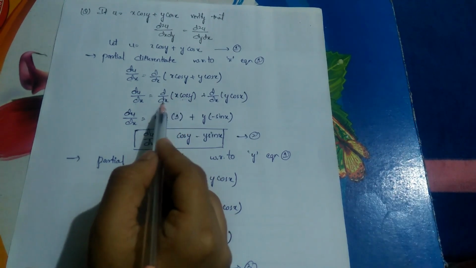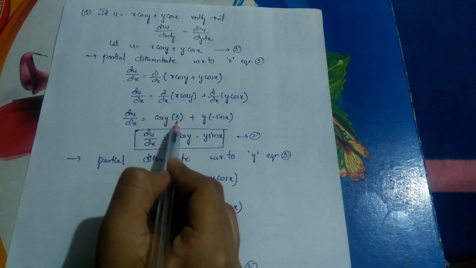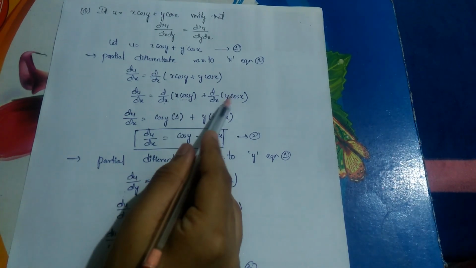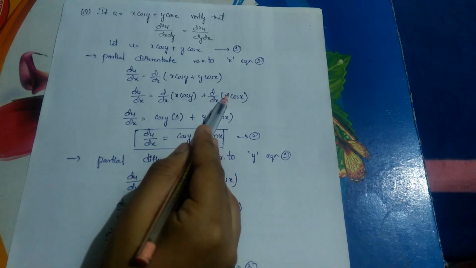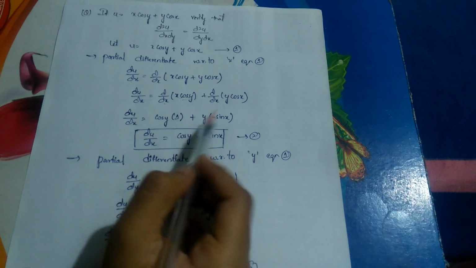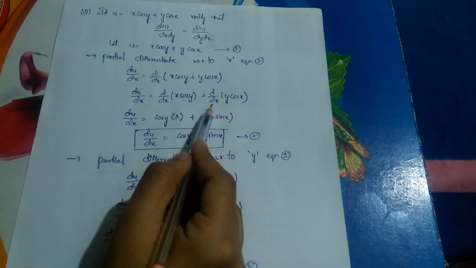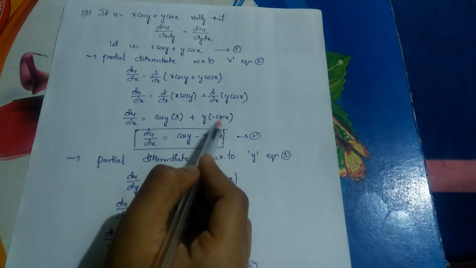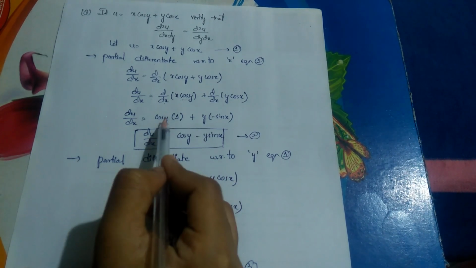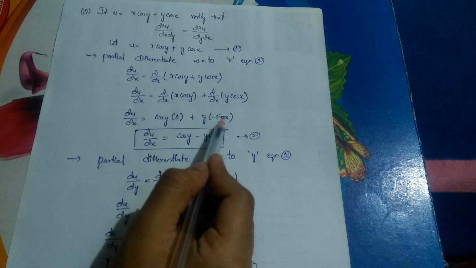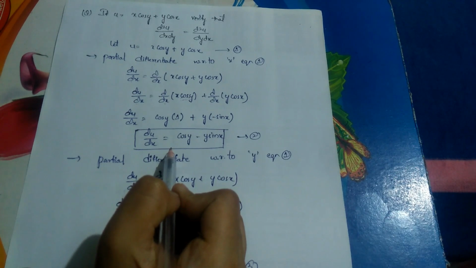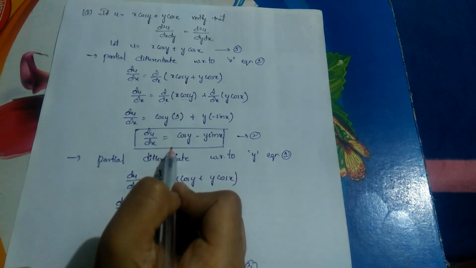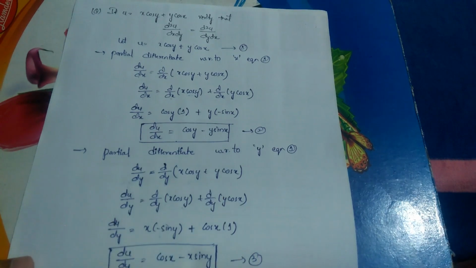Then x is differentiated with respect to x, and you will get 1, plus y cos x is differentiated with respect to x. When differentiating with respect to x, y is treated as constant, so write y as it is here. Then cos x differentiated with respect to x is minus sin x. Then ∂u/∂x is equal to cos y minus y sin x. Let it be equation number 2. This is the partial derivative with respect to x of the given function u.